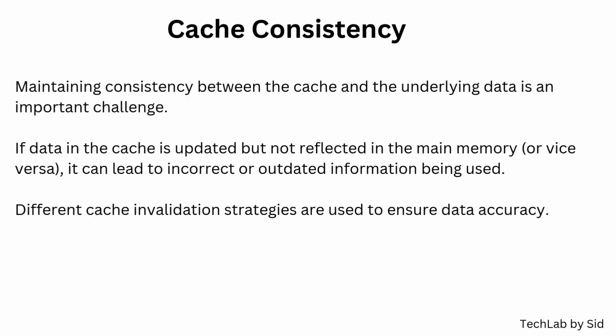Cache consistency. Maintaining consistency between the cache and the underlying data is an important challenge. If data in the cache is updated but not reflected in the main memory, or vice versa, it can lead to incorrect or outdated information being used. Different cache invalidation strategies are used to ensure data accuracy.